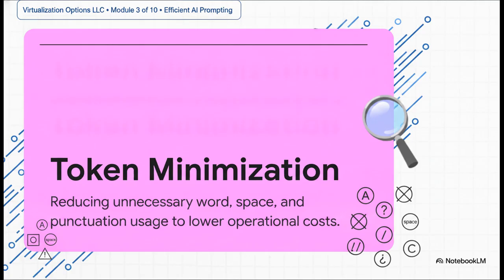Token minimization is the discipline of actively cutting out unnecessary words, spaces, and punctuation from your prompts. The whole goal is to drop those operational costs without ever sacrificing the quality of the output you receive.